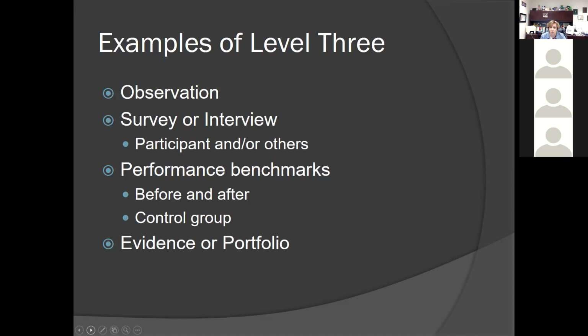Could be performance benchmarks. You really think about our own performance evaluations. It's almost, hey, here's what we want to do. We have to make behavior changes in order for that to happen. Or it might be evidence or a portfolio.